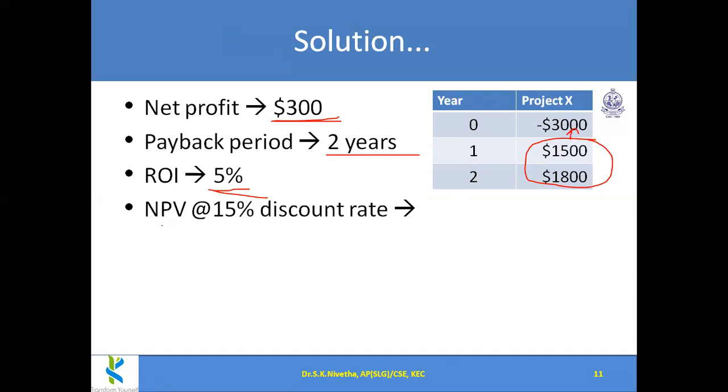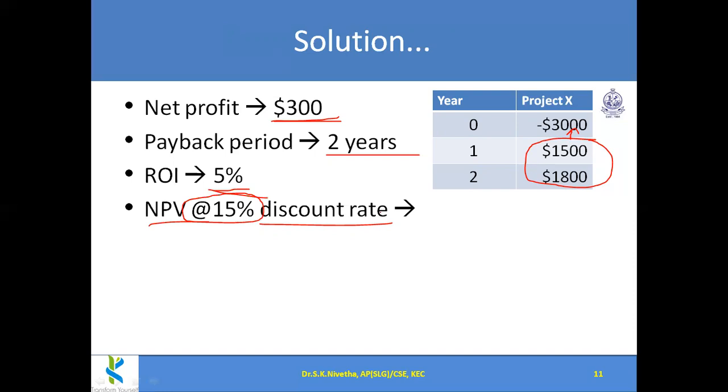Then when we calculate NPV, in the question they have given the discount rate, we can assume as 15%. So when you think of NPV, you have to remember the case. Tomorrow I am going to get 100 means the present value is only 91 rupees. That is actually the discount rate.